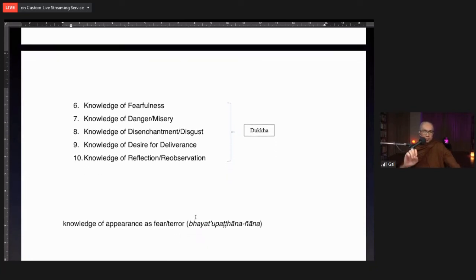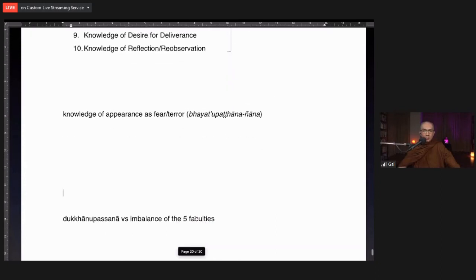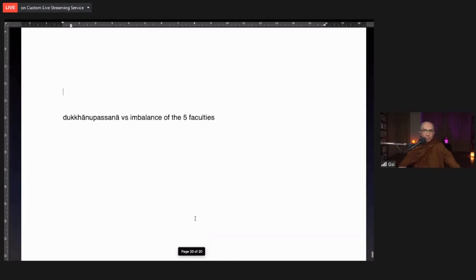Now, in the following talks, we're going to talk about anatta. But before we talk about anatta, we still have 10 minutes more to go. I want to talk about something a little bit more. This one: Dukkhānupassanā versus the imbalance of the five faculties.